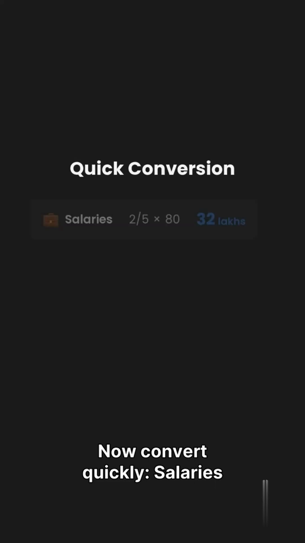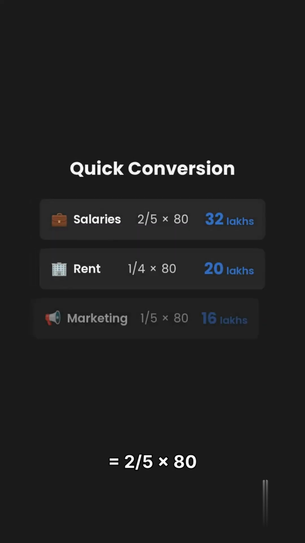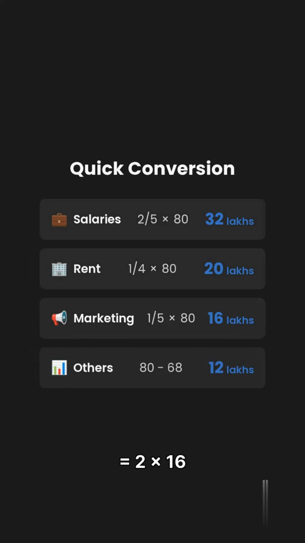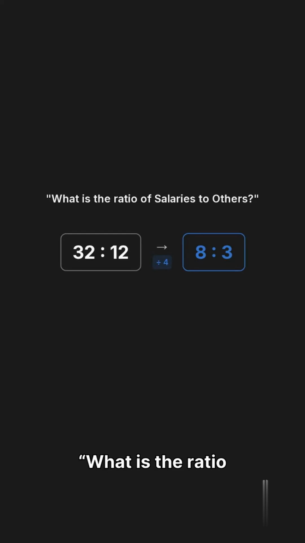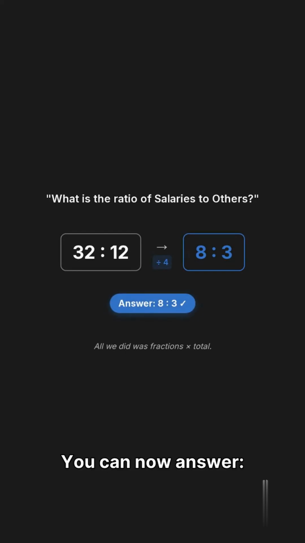Now convert quickly. Salaries is equal to 2/5 times 80 is equal to 2 times 16 equals 32 lakhs. Rent is equal to 1/4 times 80 equals 20 lakhs. Marketing is equal to 1/5 times 80 equals 16 lakhs. Others equals 80 minus the rest, equals 12 lakhs. If a question asks, what is the ratio of salaries to others? You can now answer 32 to 12, divide by 4, equals 8 to 3. All we did was fractions times total.